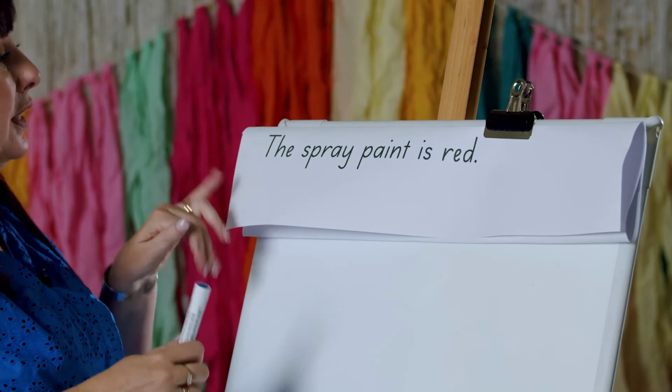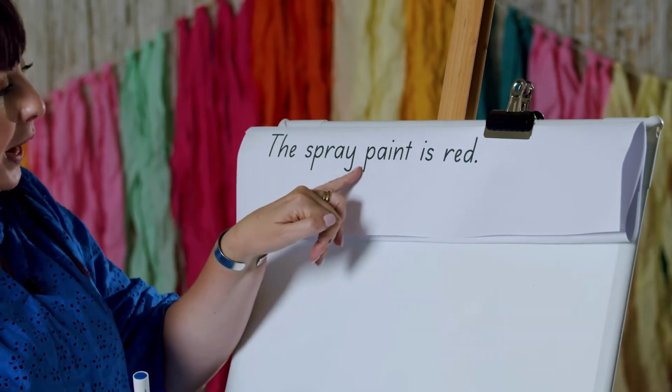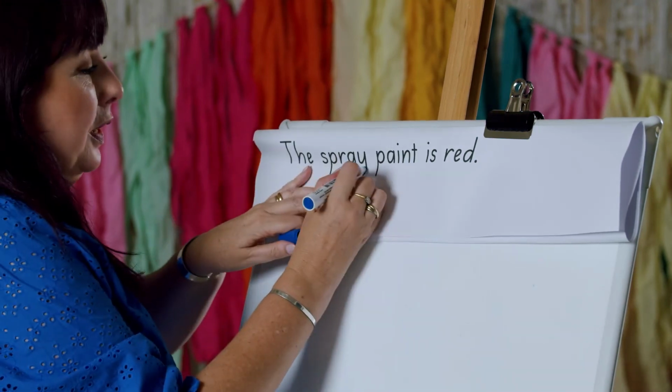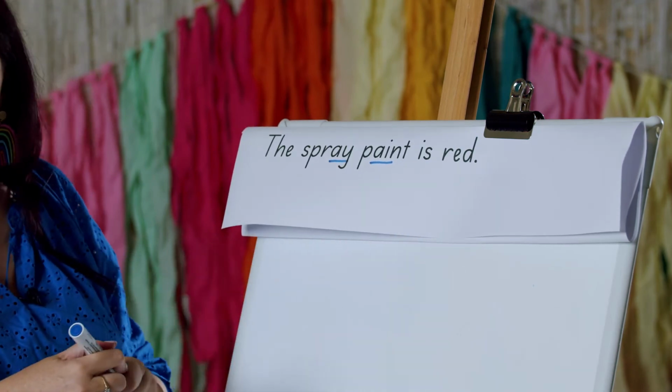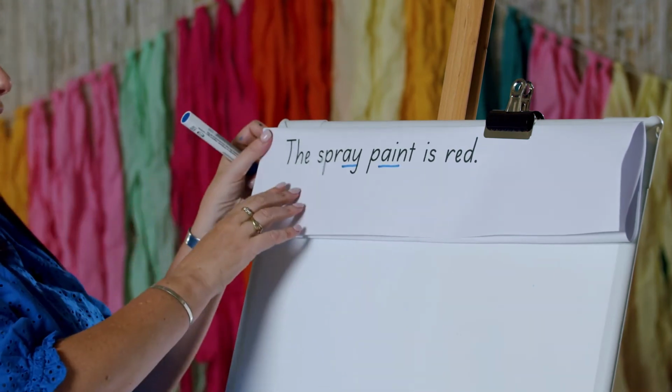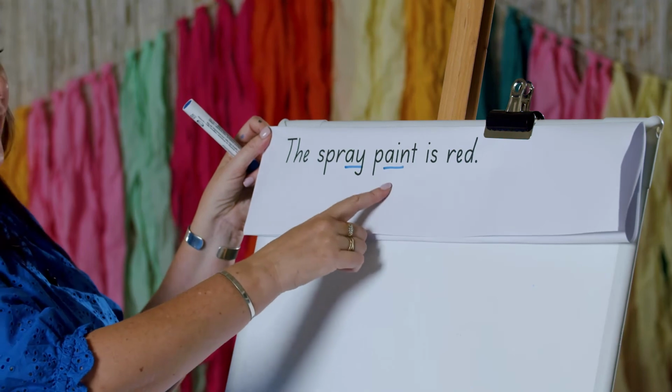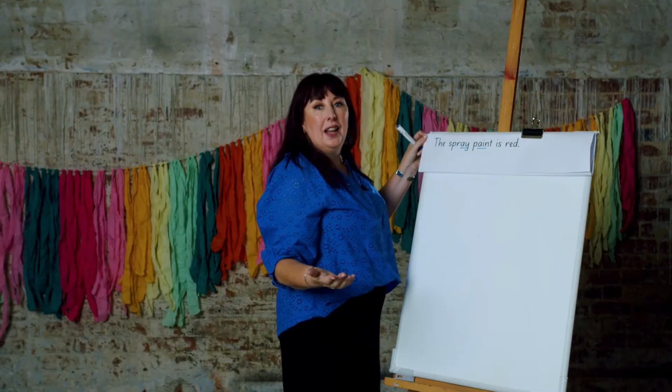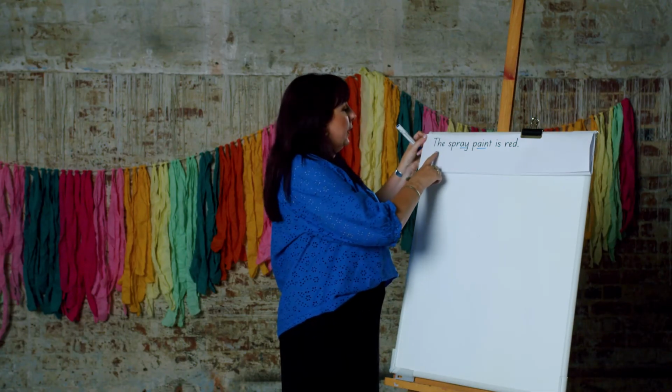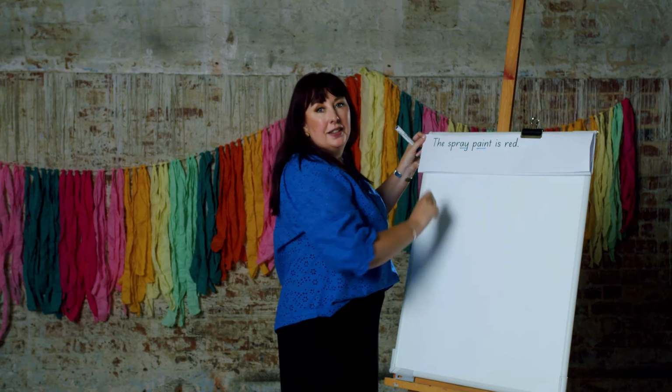Here's our next sentence. The spray paint is red. Good job. Let's read that together. The spray paint is red. Now let's read it quickly and fluently. The spray paint is red. Good job.